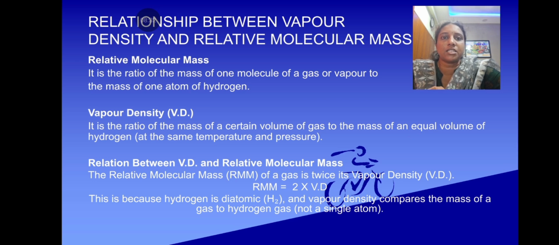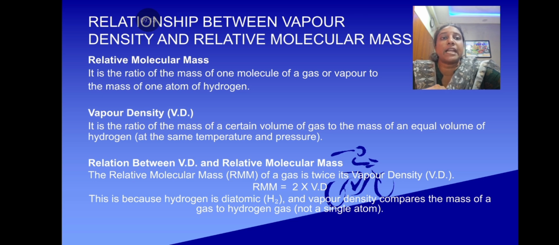Next we have the relationship between vapor density and relative molecular mass. Relative molecular mass is the ratio of the mass of 1 mole of a gas to the mass of 1 atom of hydrogen. The short form of relative molecular mass is RMM. Next is vapor density. Vapor density is the ratio of the mass of a certain volume of gas to the mass of an equal volume of hydrogen, at the same temperature and pressure.